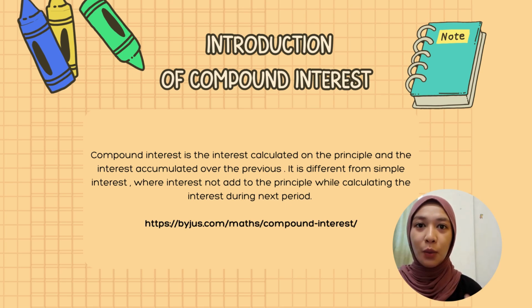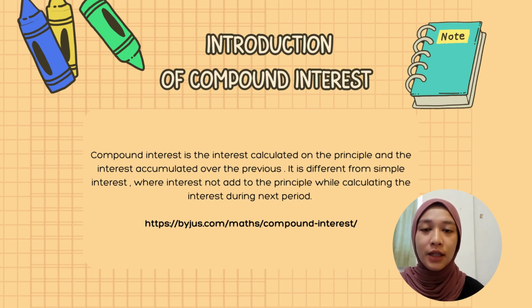Compound interest. What is compound interest? Compound interest is the interest calculated on the principal and the interest accumulated over the previous period. It is different from simple interest, where interest is not added to the principal while calculating the interest during the next period.